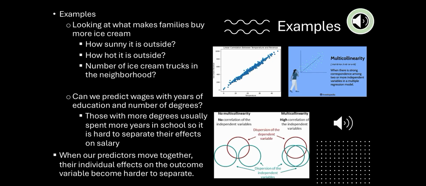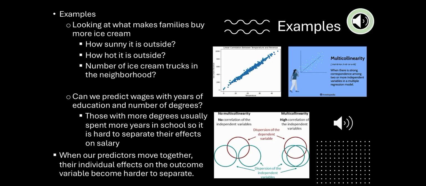But when you're thinking about the number of ice cream trucks, it doesn't depend on the weather, for example, with our other two variables, so it's much easier to see their effect on whether this makes families buy more ice cream. Another example we can look at is predicting wages based on years of education and number of degrees. This can also be an example of multicollinearity, because those with more degrees usually spent more years in school, so it's hard to separate their effects on salary.